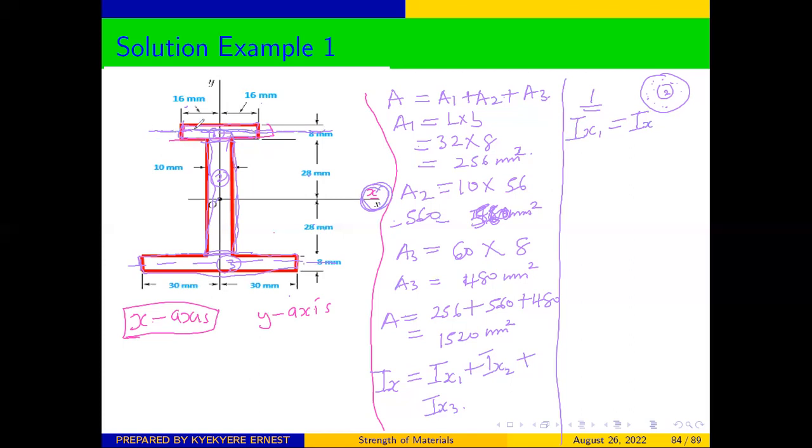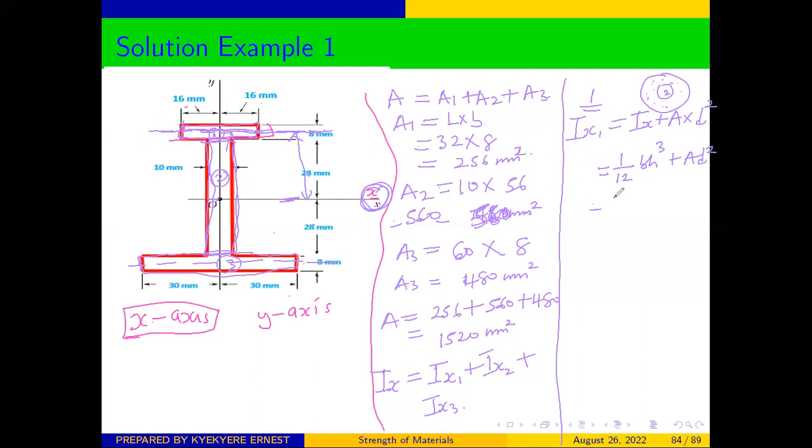When it has its own centroid, this will be given by this plus the area of section 1 times the square of the distance between the centroid of section 1 and the centroidal axis, from this point to that point. So we call it d squared. From the moment of inertia formulas, the formula for finding the moment of inertia of a rectangle about its own centroid is 1/12 bh cubed, plus Ad squared.